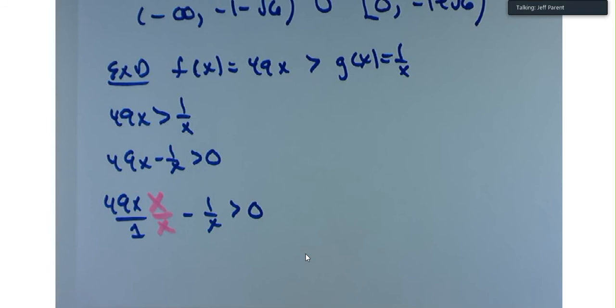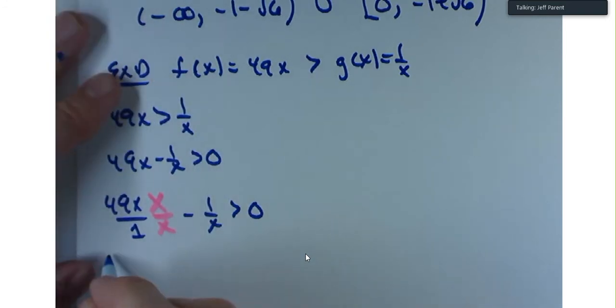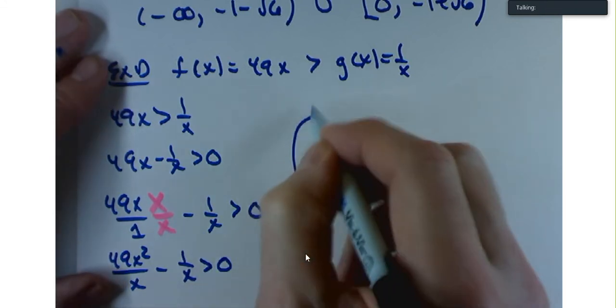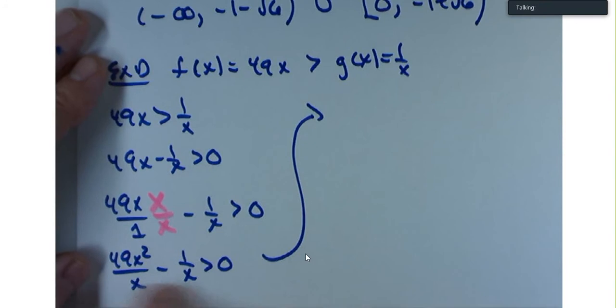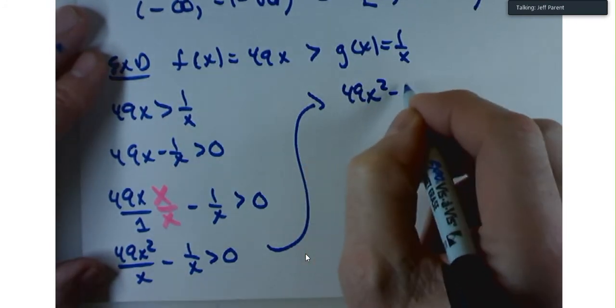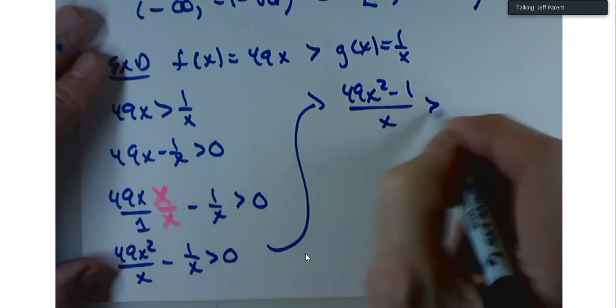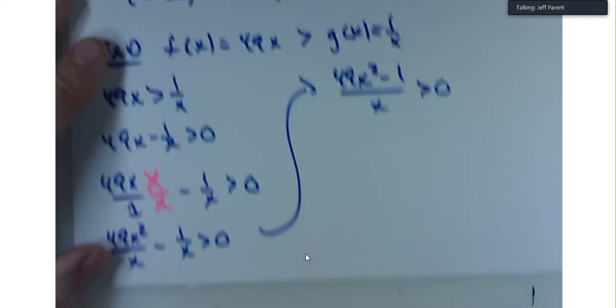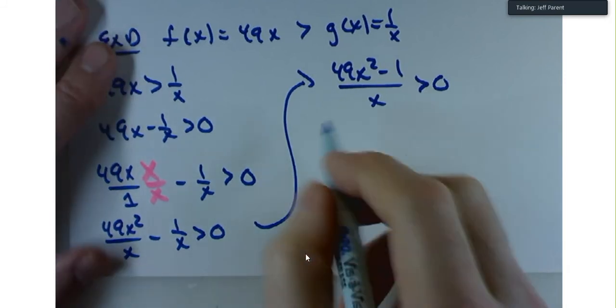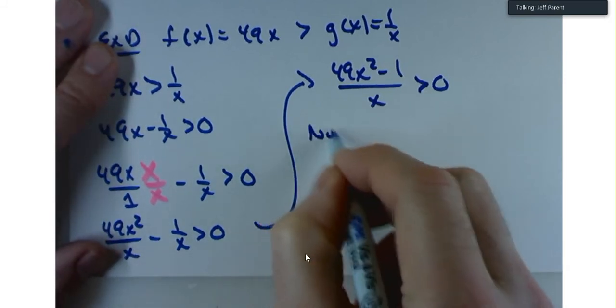So that gives me 49x squared over x minus 1 over x is greater than 0. Since these have a common denominator, I'll bring together their numerators. 49x squared minus 1 over x is greater than 0. And now it's a matter of finding out, well, where's the numerator equal 0?